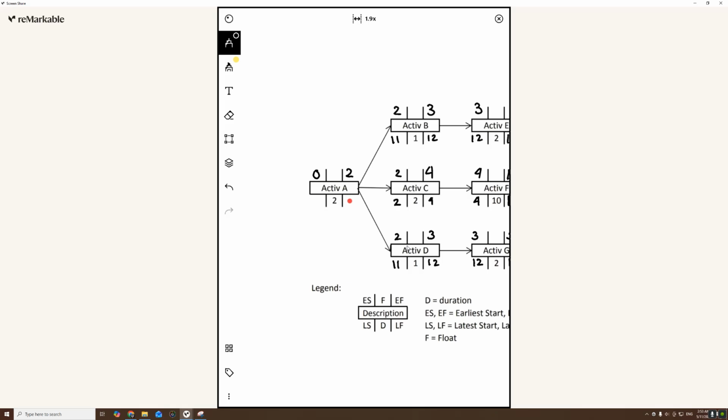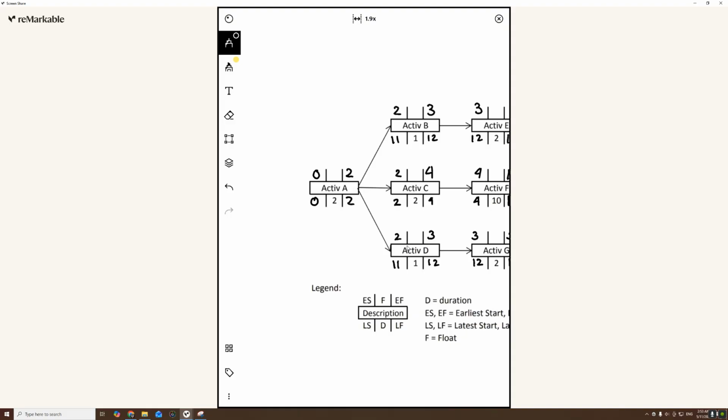But what if I was to write 11 here? Okay, that's still okay for activity B and D, but I can't finish activity A on day 11. I needed to start activity C on day 2. So between 11 and 2, 2 is the number I need for activity A. 2 minus 2 is 0. Notice how we return to 0.